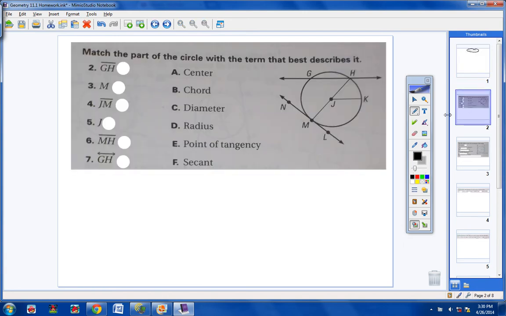Okay, on numbers 2 through 7, the directions say match the part of the circle with a term that best describes it. Now, let's take a look at these. GH. Notice GH is right here. It's a line that goes through the circle, and notice GH intersects the circle in two places. Well, we have a name for a line that goes through a circle and intersects it in two places, and the name of that line is secant. So whenever a line goes through the circle, it intersects it in two places, it's secant.